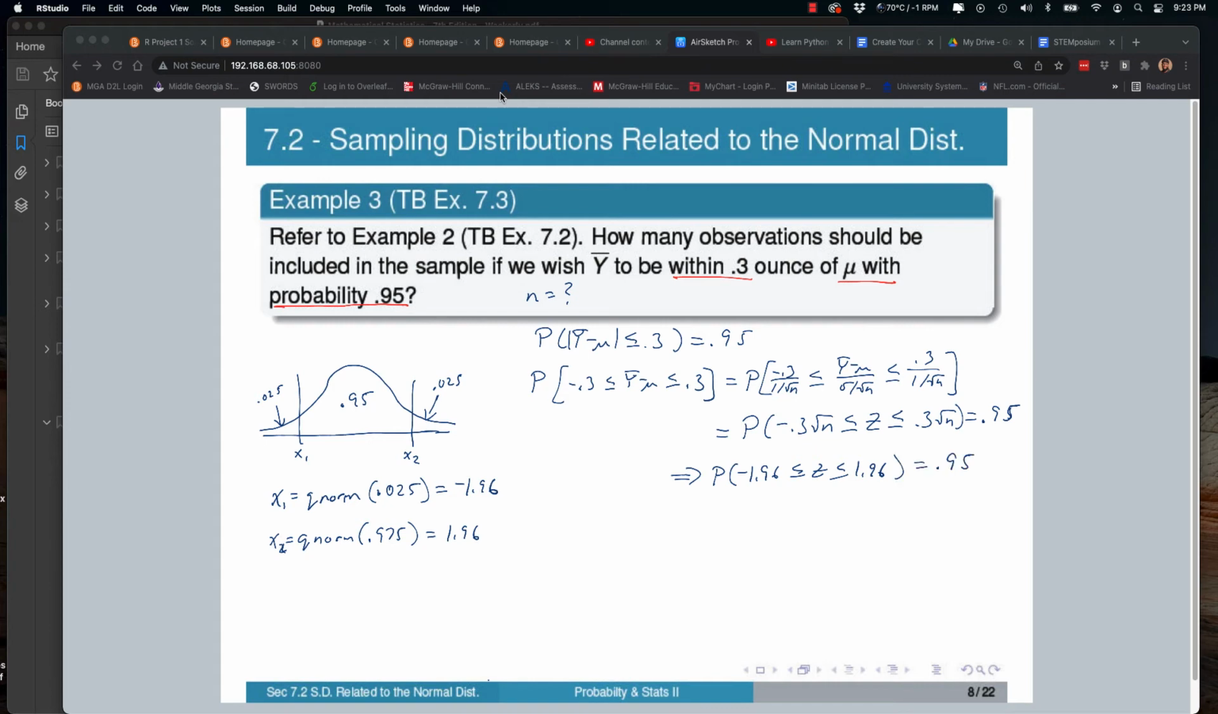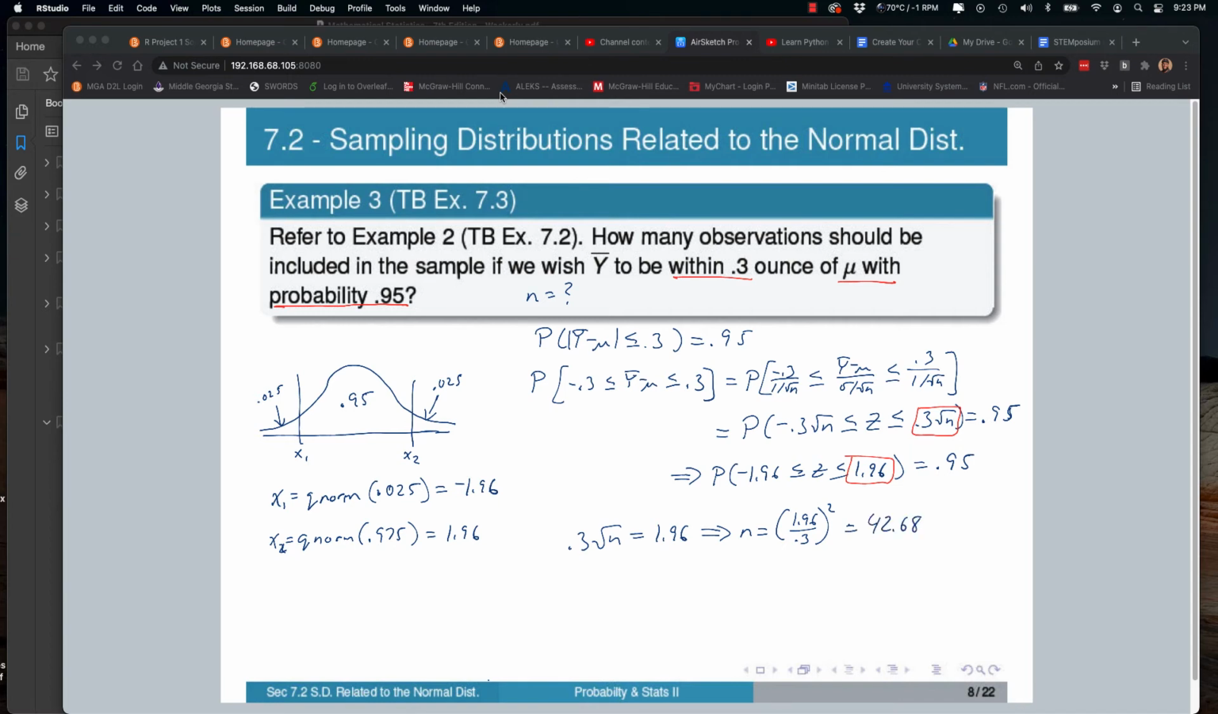And so to figure out what n is, it doesn't matter which n we take, it's going to give me the same regardless. I need to take that and set it equal to this and solve for n. So if I do that, I get 0.3 square root of n equal to 1.96. Solving for n, I should get n equals 1.96 over 0.3 quantity squared, which just equals 42.68.